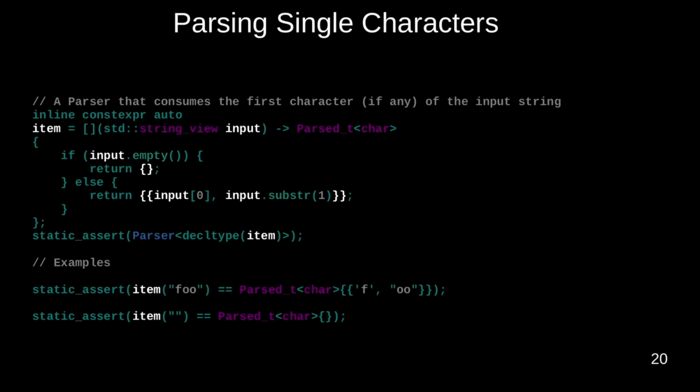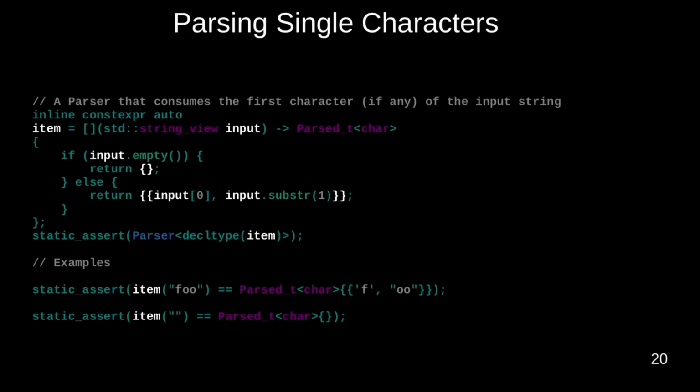Otherwise, we can extract the first character, and we have parsed the first character, so the rest is a substring starting from the next character. Okay, so if you want to, you can actually check here that this function is a parser with static assert. I wouldn't normally do this in real code, but it's good to know that you can.